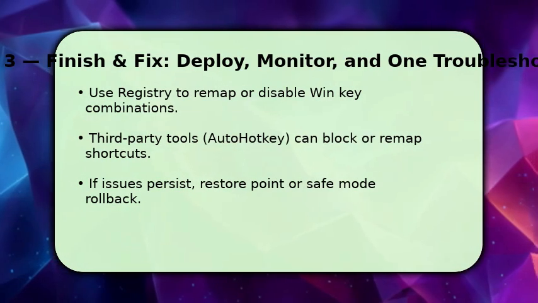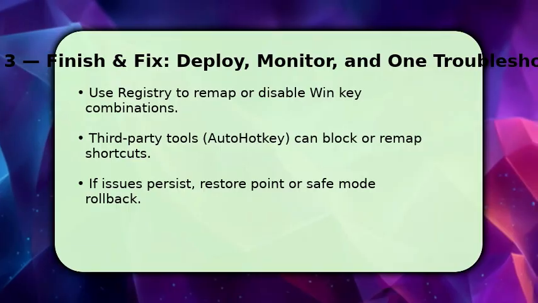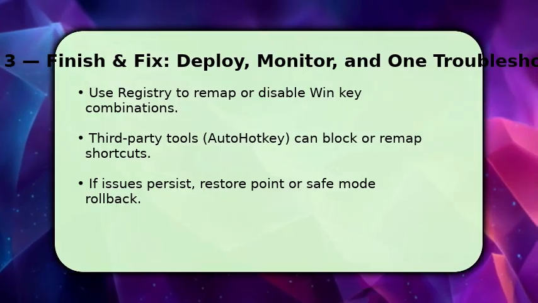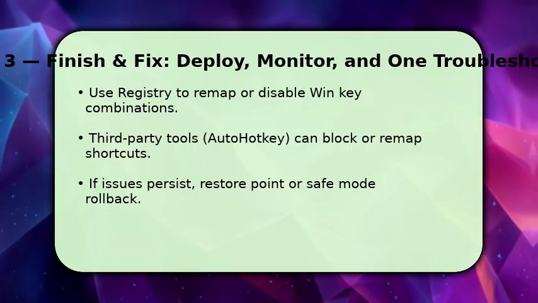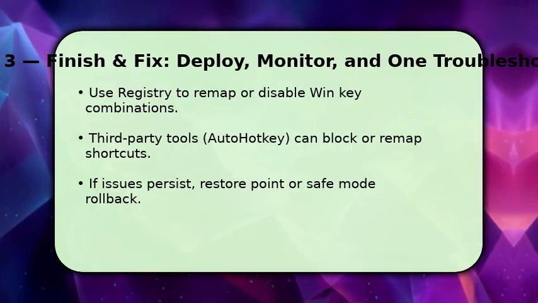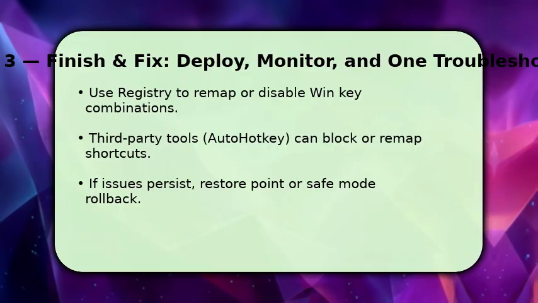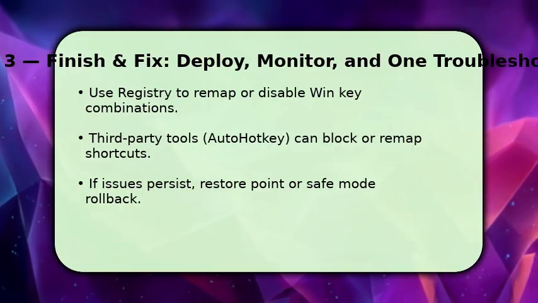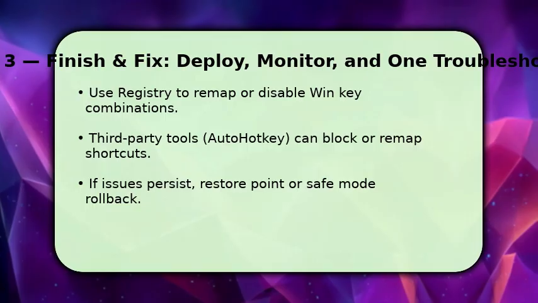For advanced control, use registry edits to disable specific Win key combos. This is powerful, so export the key first. Alternatively, install AutoHotkey to intercept and block keys programmatically. This offers granular remapping without deep registry risk.